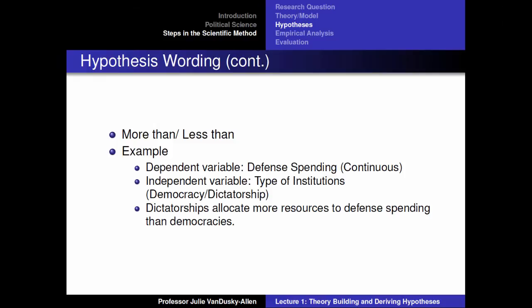Our hypothesis could be, dictatorships allocate more resources to defense spending than democracies. Note that the hypothesis identifies how variations in the independent variable, democracy/dictatorship, influence variation in the dependent variable, defense spending. In addition, we can observe this potential relationship in the real world. We could collect data from public records on countries' defense spending and collect data on whether countries are democracies or dictatorships. Then we could determine if dictatorships spend more on defense than democracies.